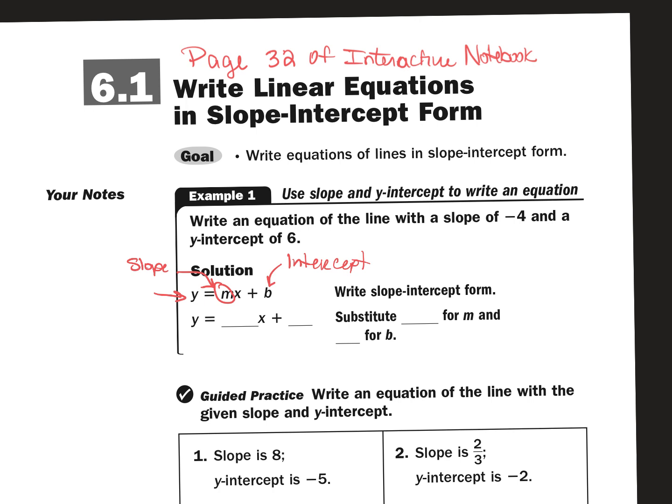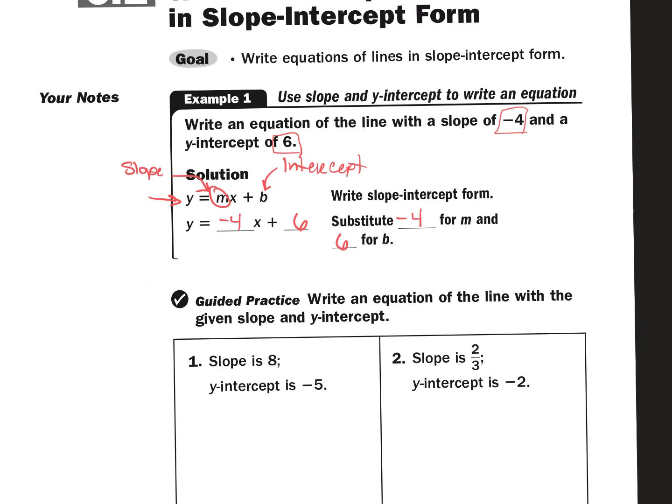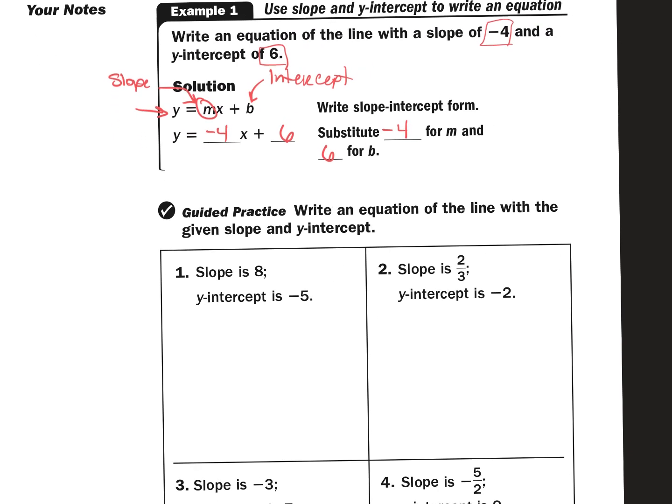So now we're going to substitute our slope into the equation. So -4x plus b is our intercept, and that would be 6. So again, we substituted -4 for the m and 6 for the b. And that is all. You are just writing it in slope-intercept form.